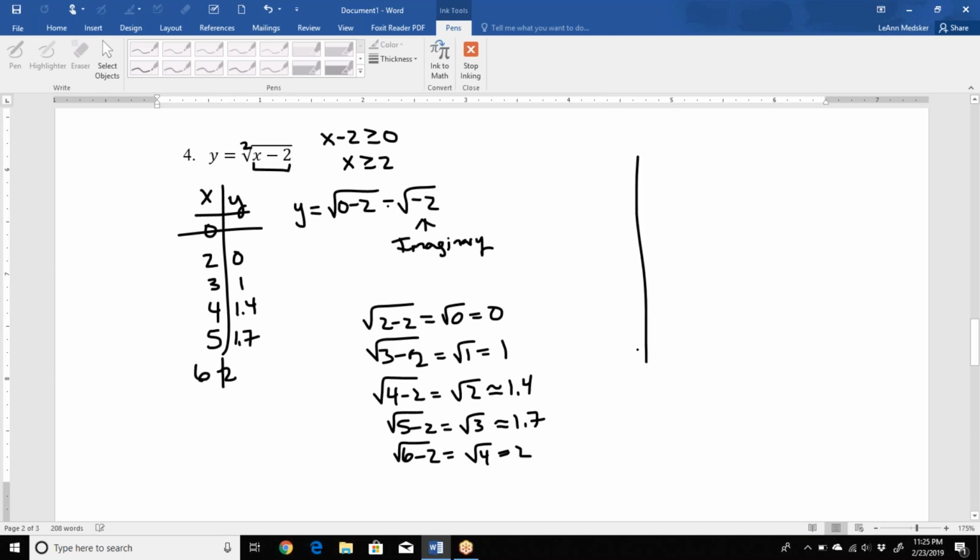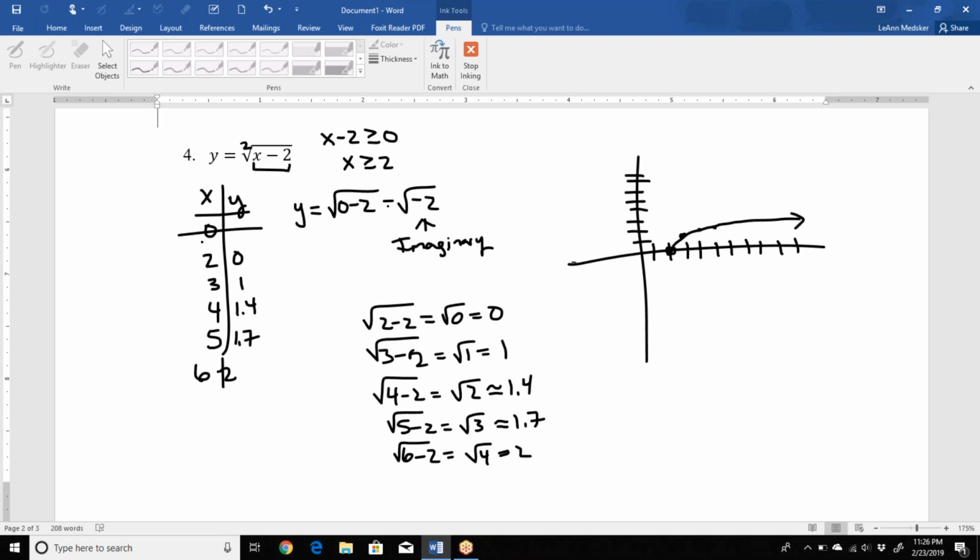Okay, so when we plot this one, notice we did not cross the y-axis at all. So we have 2, 0, we have 3, 1, we have 4, 1.4, 5, 1.7, and we have 6 is at 2. This is getting slowly, slowly bigger at a curve. And it actually looks like half of a parabola that has been turned on its side. And there is a reason for that, and that's discussed later on. But this is just discovering what we can plug in and doing the table of values based on what makes sense for the number line.